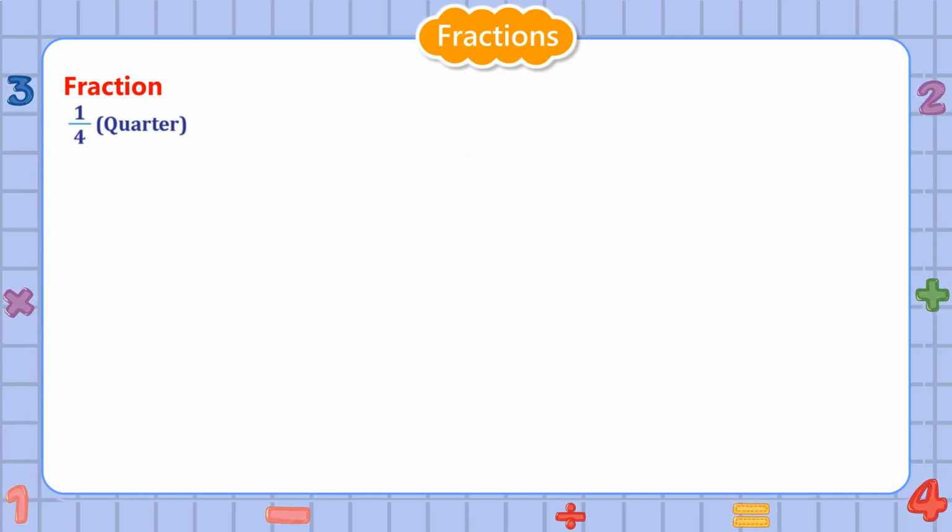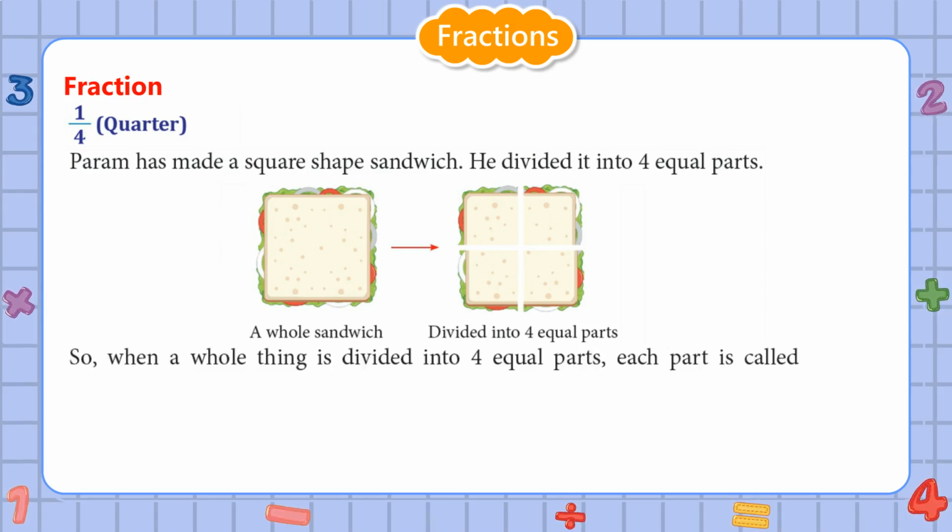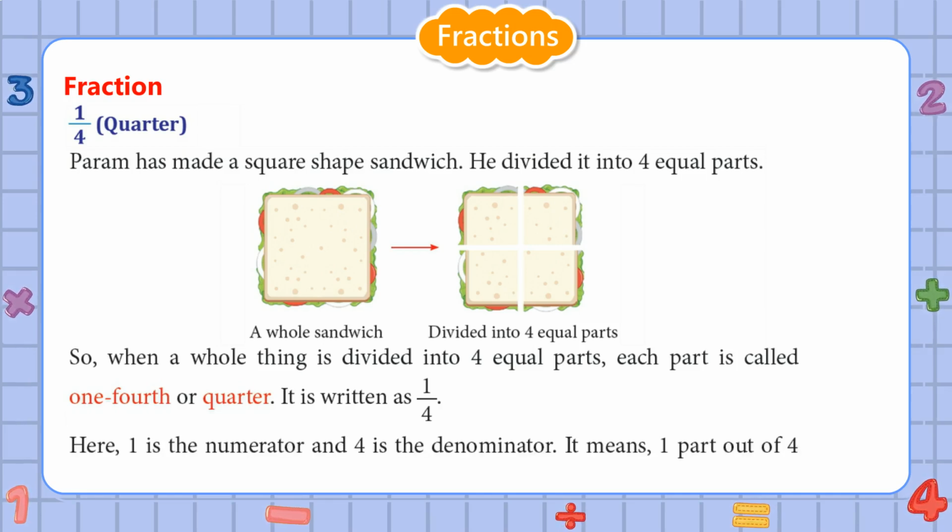1/4 or quarter. Param has made a square-shaped sandwich. He divided it into 4 equal parts. So, when a whole thing is divided into 4 equal parts, each part is called 1/4 or quarter. It is written as 1/4. Here, 1 is the numerator and 4 is the denominator. It means 1 part out of 4 equal parts.